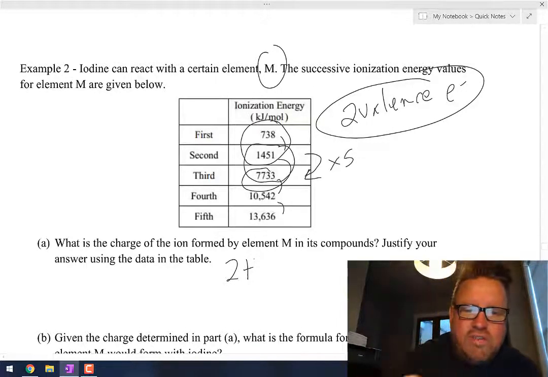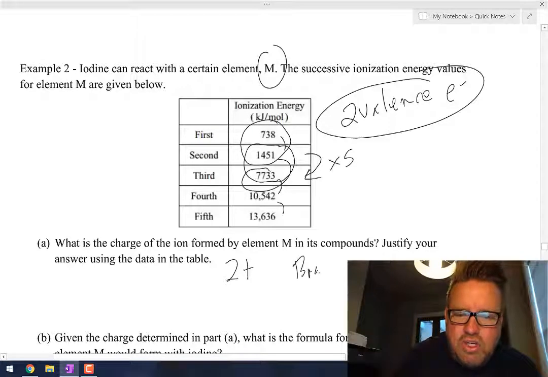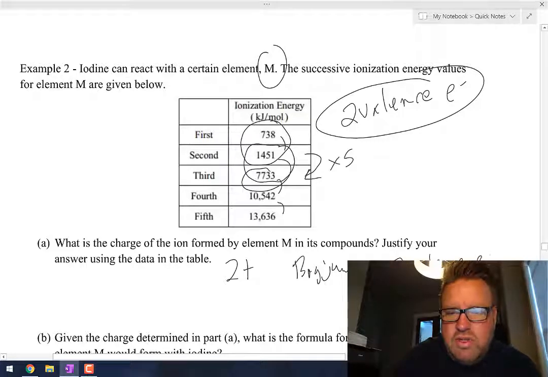And then how do you justify that? Again, talk about the big jump being between the second and the third. So that means it has 2 valence electrons, and therefore the third ionization is you're removing an inner shell electron.